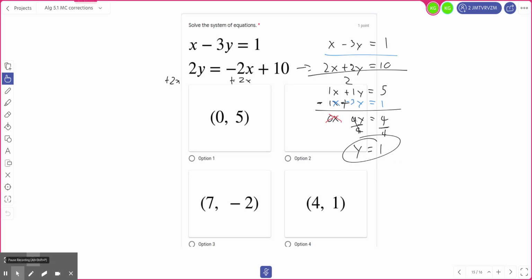That's part of our solution, leading us to think that option 4 here is probably correct. Let's check if the x is 4. So we'll take that, and we can use either equation. I'll just use the top equation. x minus 3y equals 1. And I'm going to put that 1 in for y. So x minus 3 times 1 equals 1. And I can go plus 3, plus 3. This is 0. x equals 4. So that is our solution.